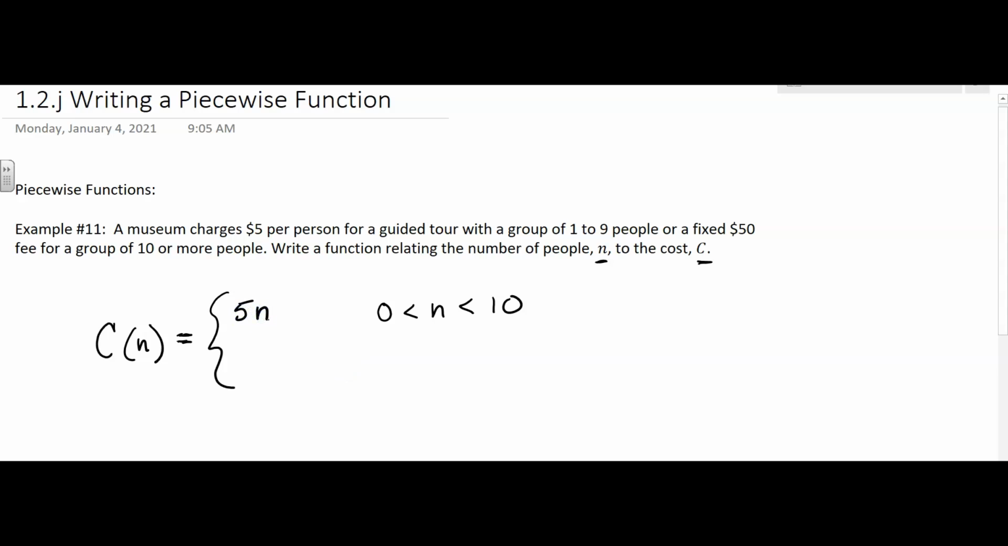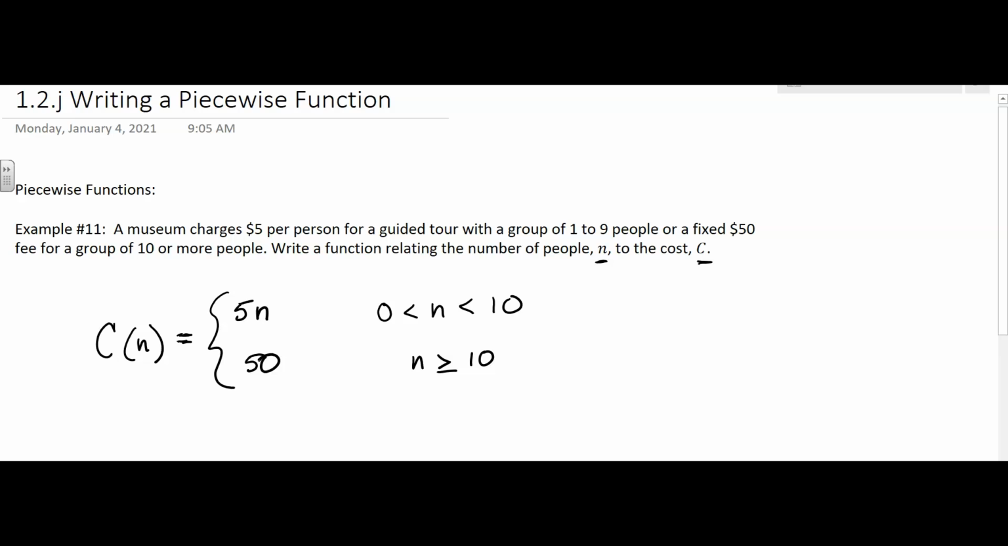Okay? But once it gets to 10, once n is greater than or equal to 10, that is just a straight $50 every time. Okay? So if you're figuring to go to the museum and you have a group of people, you're going to have to think about how many people you have. If you have 6 people, it's going to be $5 for each person. It's going to be $30. But if you have 12 people, it's going to be just a flat fee of $50.